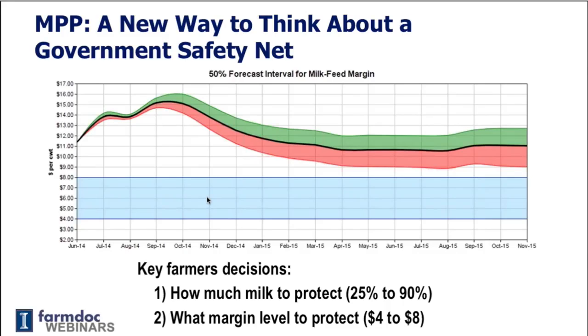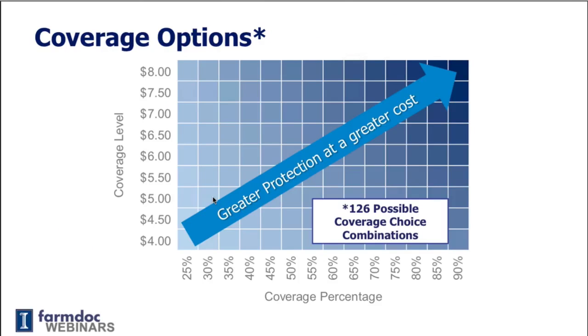I can protect 25 to 90% of my maximum milk production historically in 5% increments. And then, what margin level do I want to protect? I can pick anywhere from catastrophic $4 coverage all the way up to $8 coverage in 50-cent increments. So only 2 decisions that farmers need to make with respect to the program, but there are a lot of possible coverage combinations. We have 9 coverage levels and 14 coverage percentages, so we have 126 possible coverage combinations.